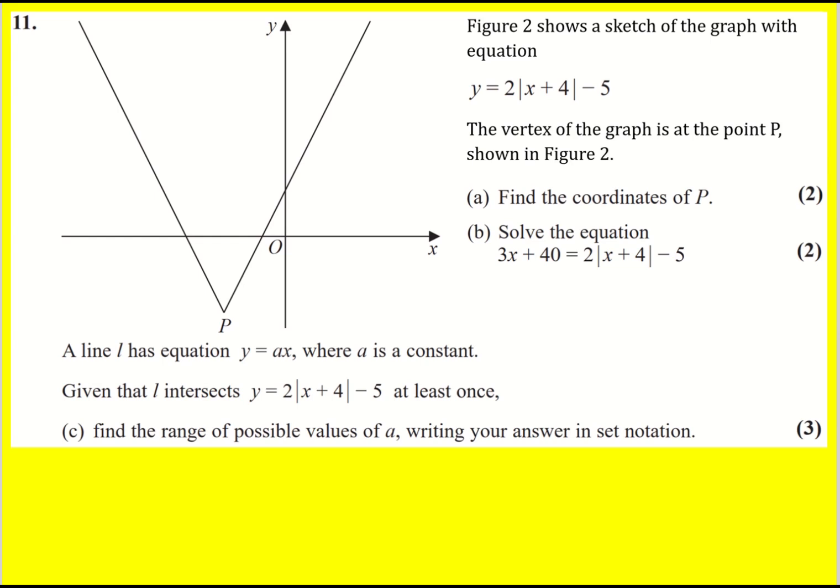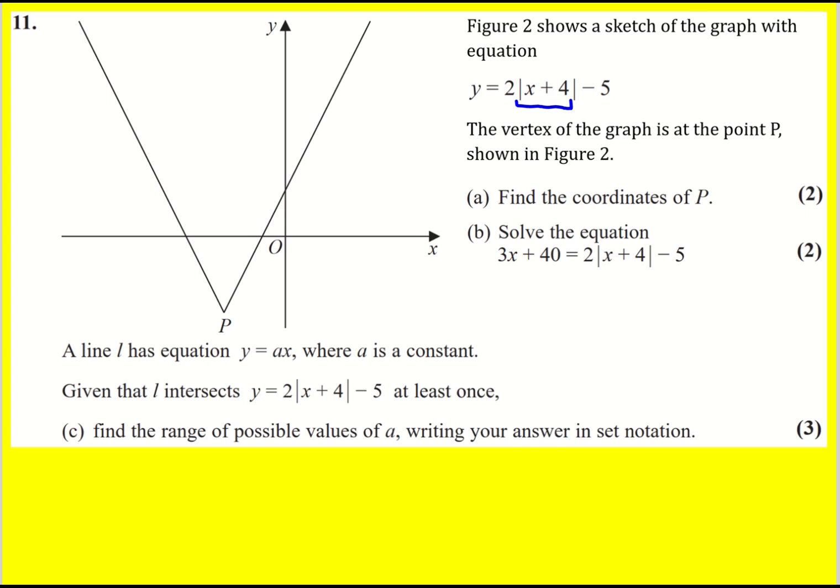It's where the modulus function changes from not doing anything, when whatever's inside is positive, to doing something when the inside is negative. And the critical point is when the inside becomes 0. So it's going to be when x is minus 4.